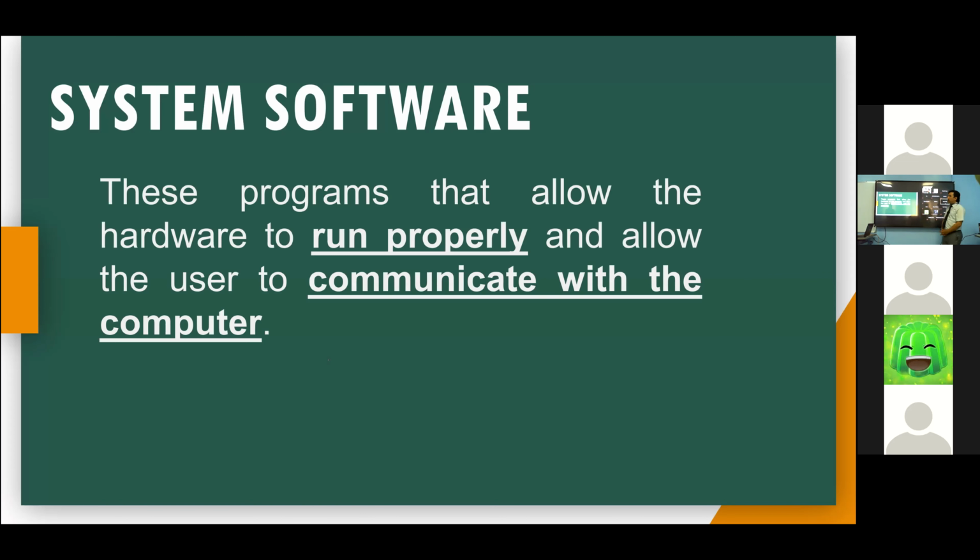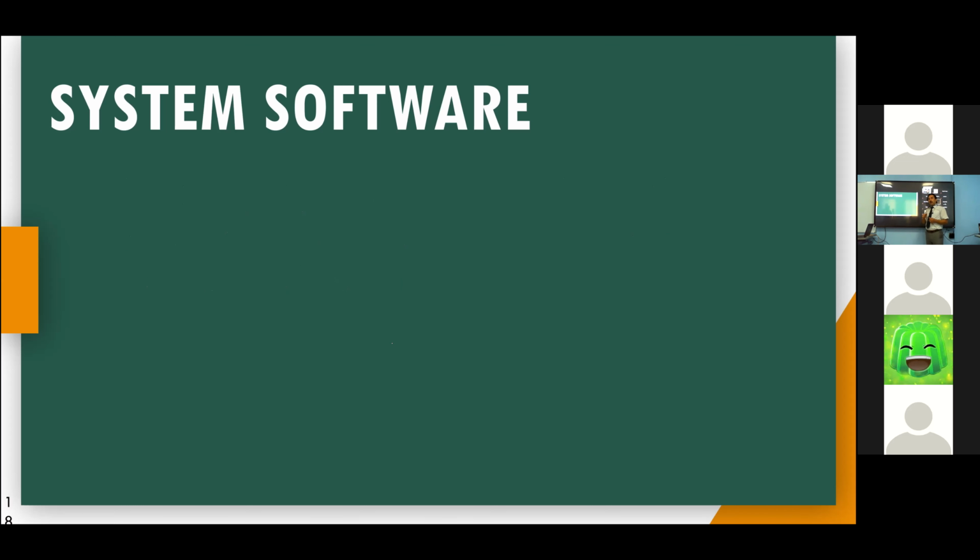These programs allow us to run our hardware properly and allow the user to communicate with the computer. I think you remember that I gave you some small papers where you wrote what system software was, and some examples. The first and most important thing is operating systems.